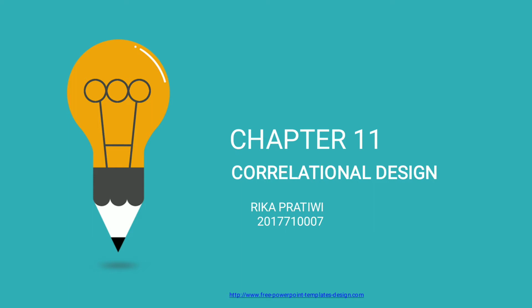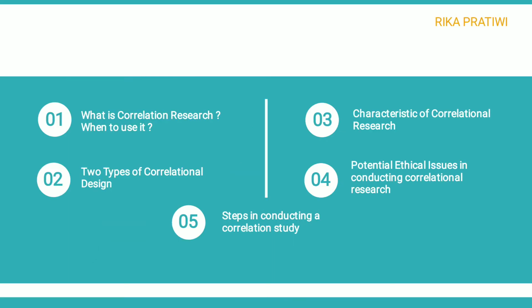I would like to explain the summary of chapters 11, 12, 13, and 14 of the educational research book written by John Creswell. Okay, without any further ado, let's get to the list. In this video, I would like to explain the summary of chapter 11, which talks about correlational design. So these are the 5 points that we will discuss in this chapter.